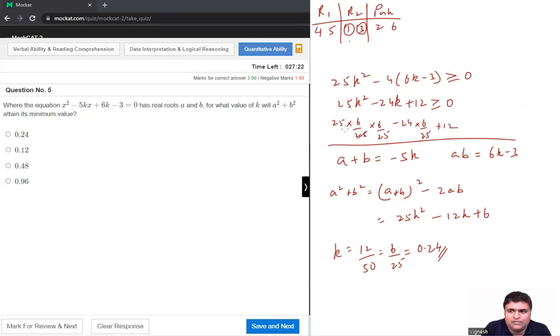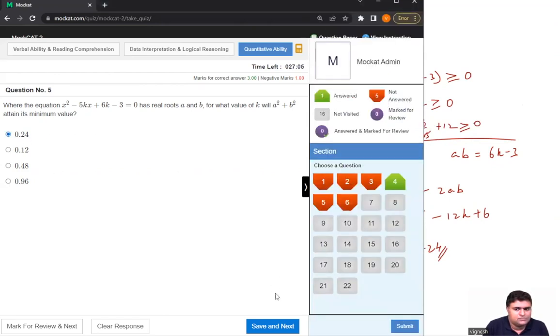What is this going to be? 6 into 6, 36 by 25, about 1 point something. This is very close to cancelling out, but minus 6 plus 12 is going to satisfy. It should be greater than or equal to 0. The roots should be real. So 0.24, fine. Again, it could be wrong, could be right.